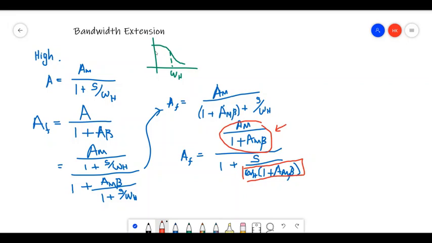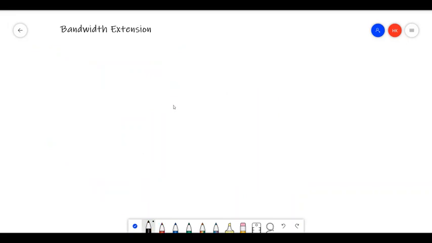So if we redraw this graph, now it will be something like this. So our new cutoff frequency is somewhere around here, and mid-band gain is reduced. So you can see that negative feedback increased the bandwidth of this.